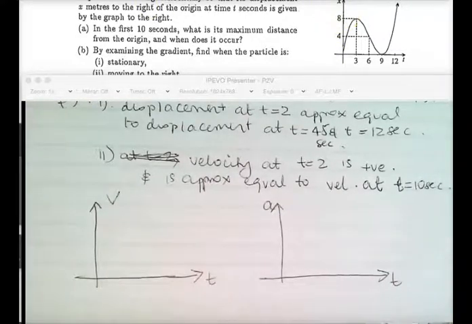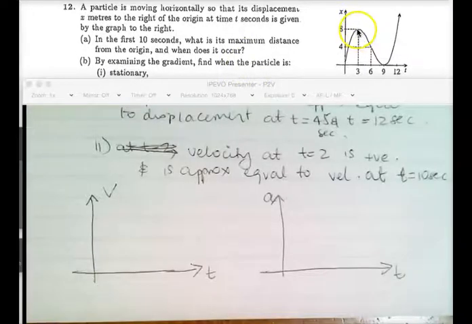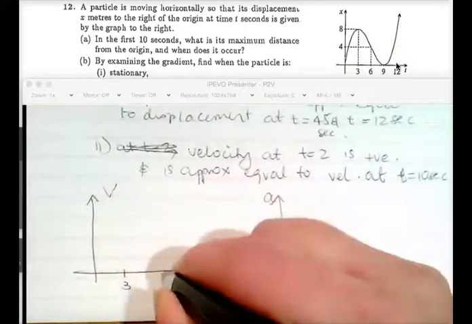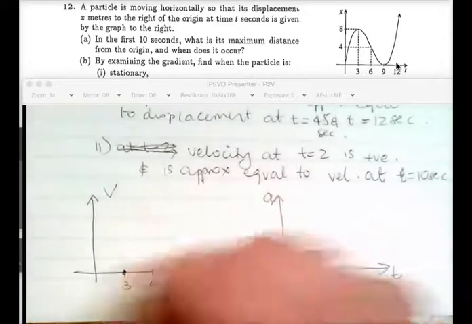And now for G, sketch roughly the graph of v, and velocity is the derivative of the displacement curve. So one sec. The derivative of the displacement curve. At t equals 3, the gradient's 0, so the velocity is 0. At t equals 9, the velocity is 0, because the gradients are 0. So we've got that.